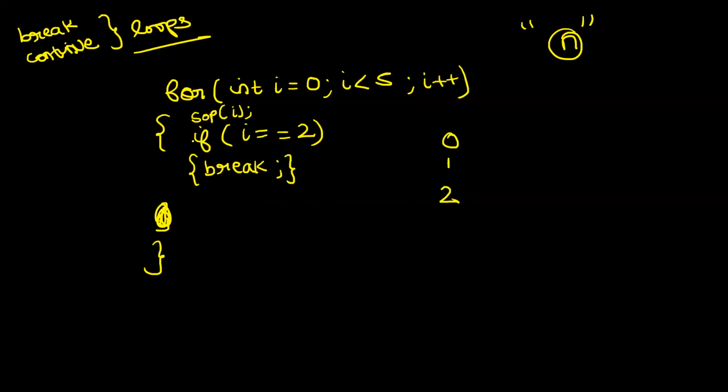Now I check the condition. Is i equal to 2? Yes, i is equal to 2. So I will hit the break statement. And as soon as I hit the break statement, I will come outside the for loop. So this loop will only run for i equal to 0, 1, and 2. Because when the value of i is 2, I will go inside this if block and hit the break statement, and this break statement will make me come outside my for loop.